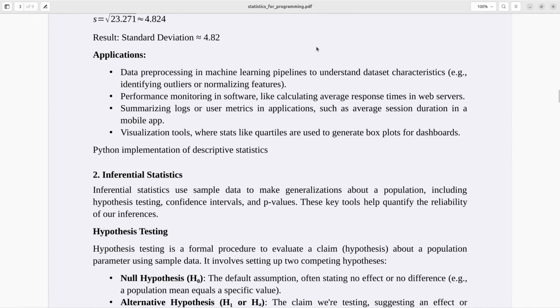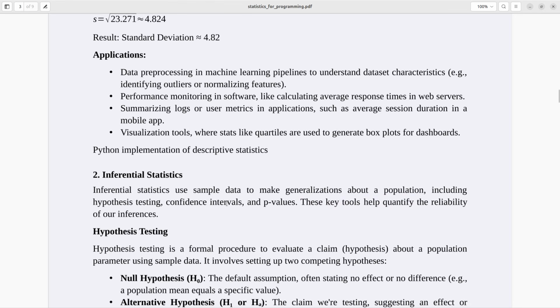Now let's talk about another section called inferential statistics. So what is it about? In inferential statistics, we use some sample data to make generalizations about a population, including the use of hypothesis testing, confidence intervals, and p-values. These key tools help us quantify the reliability of our inferences.